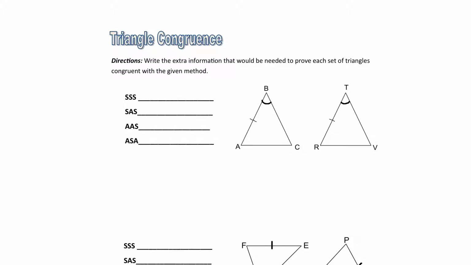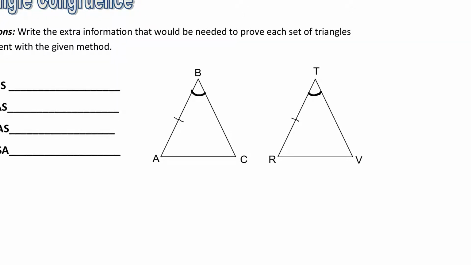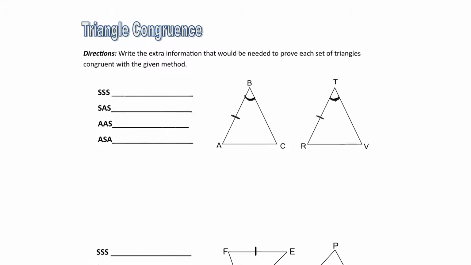Okay, so there's already two things marked that I know on here. So what's the two things they already have given to us on this first problem? AB is congruent to RT. Good. AB is congruent to RT, so that's something that I already know, and what? Angle B is congruent to angle T. Okay? So I'm starting with that on all of these.